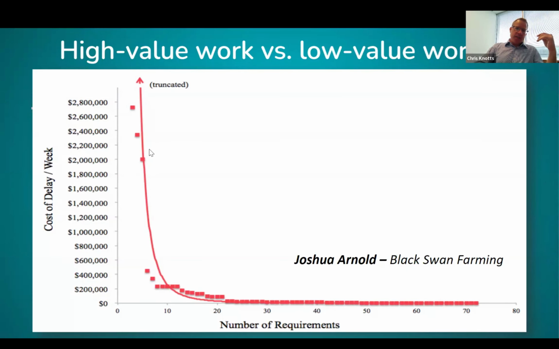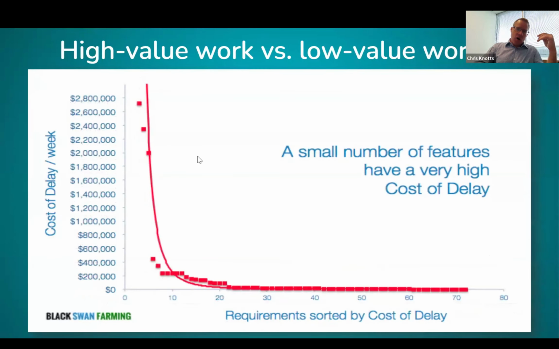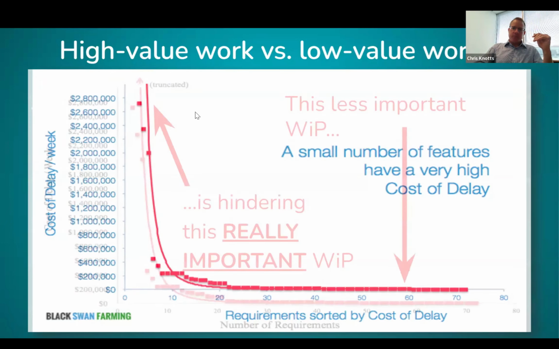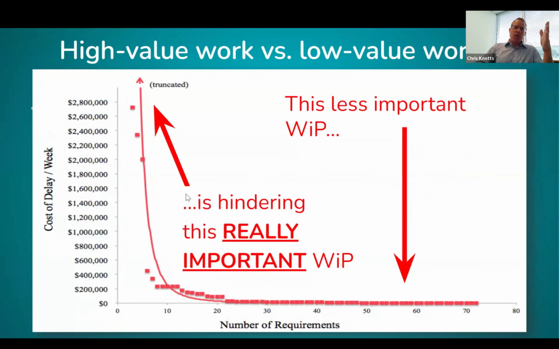So what they saw was that a very small number of features, these three up here, had a very high cost of delay. It was costing millions of dollars for this client for every unit of time that wasn't delivered.